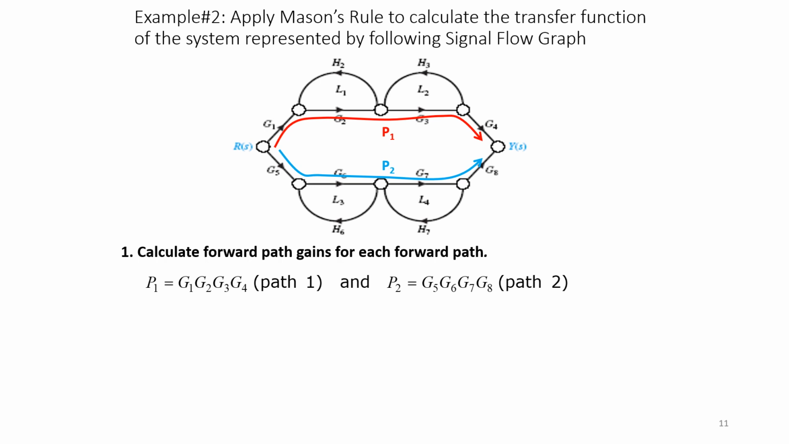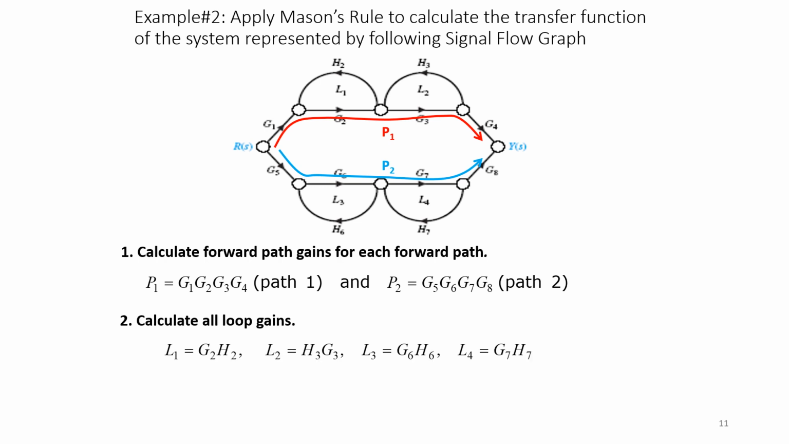Observe here, you are starting from R, then you are reaching your Y. This is one direction. Another direction is like this, highlighted in blue. So P1 is taken as G1, G2, G3, G4, that is the multiplication of all the gains G1, G2, G3 and G4. Similarly, the second forward path gain is G5, G6, G7 and G8. Do you have any other forward paths in this? I can start like this, but it gets repeated. So we have 2 forward paths.